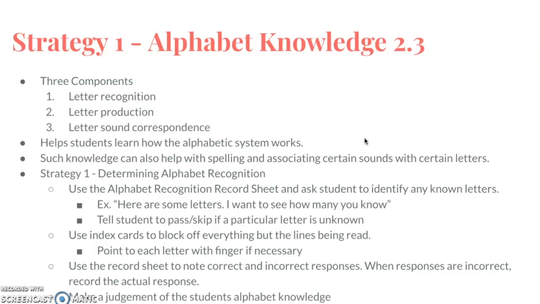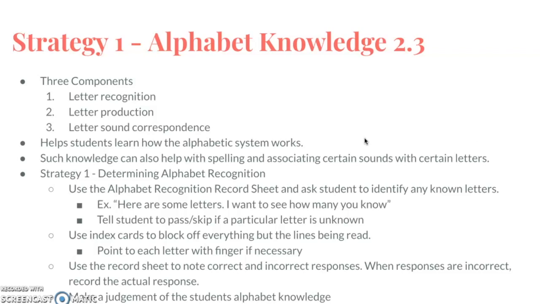You use the alphabet recognition record sheet and ask the student to identify any known letters. For example, you would say to them, here are some letters, I want to see how many you know. Then you tell the student to say either pass or skip if a particular letter is not known. You can use index cards to block off everything but the lines that are being read. If they need a little extra help, you can point to the letter with your finger if necessary.